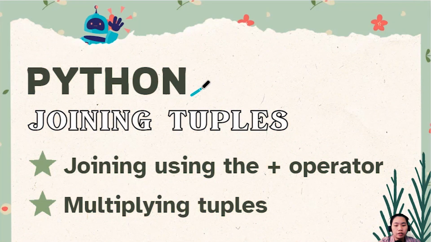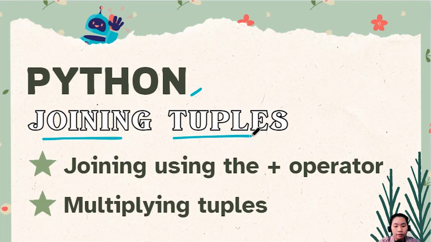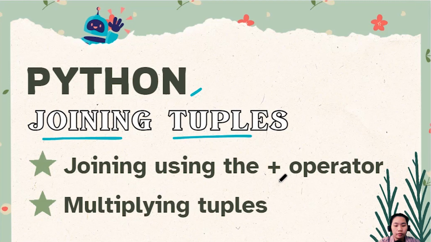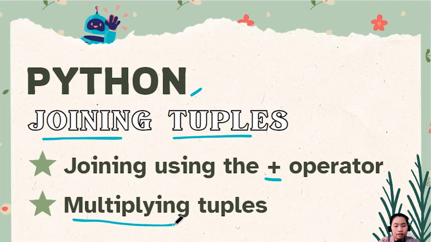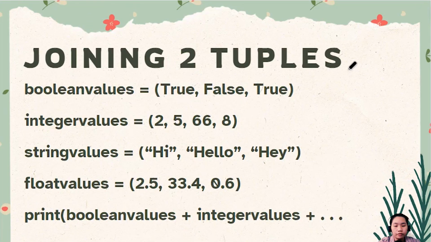Today's lesson is going to be joining tuples, like we did with joining lists in previous lessons. So we're going to look at how we'll be able to join tuples using this operator over here, as well as multiplying tuples and the difference between multiplying tuples and joining them. First off, joining two tuples using an operator, the plus sign operator.